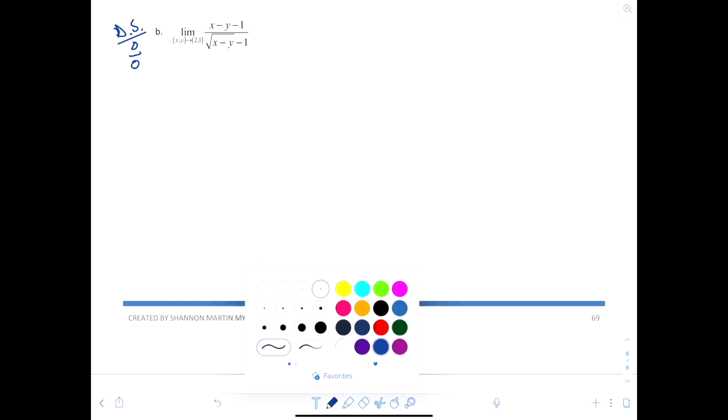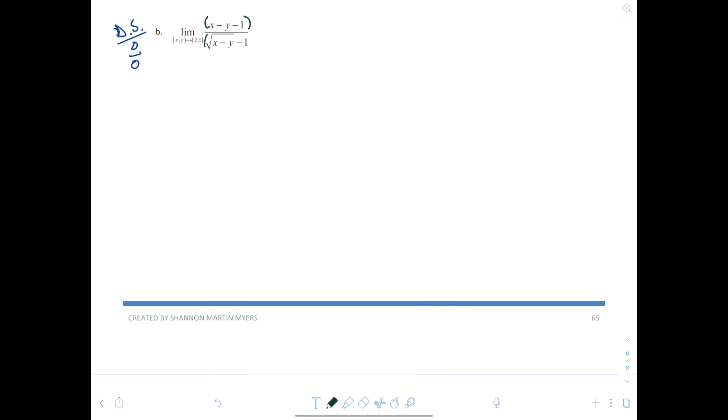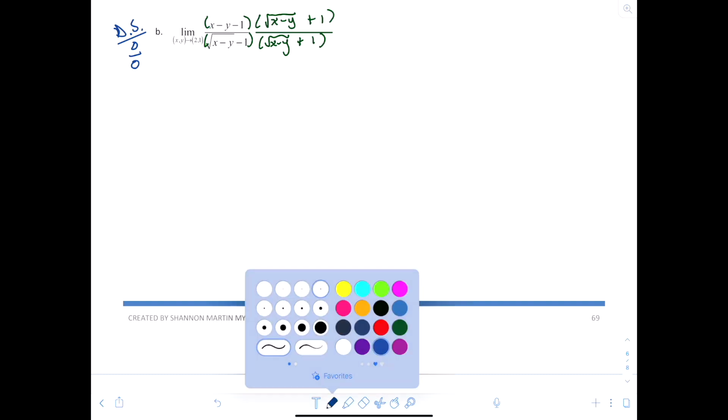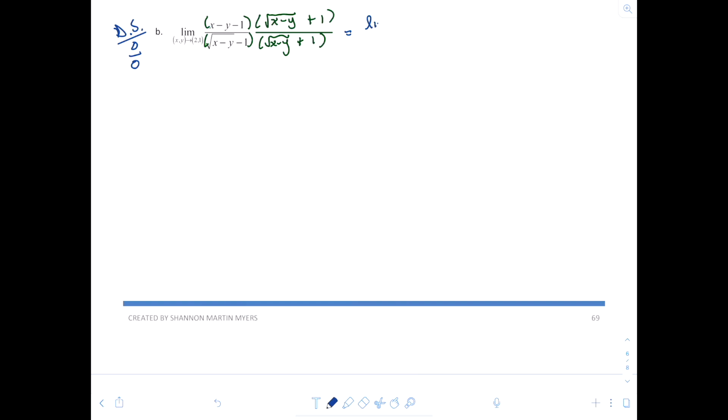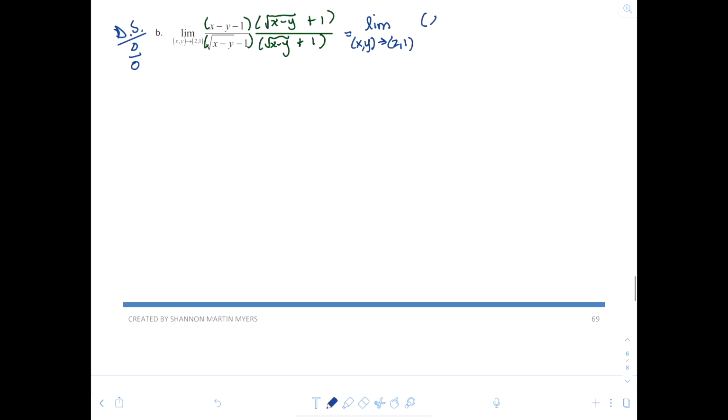Do you remember way back when we often would rationalize the numerator? Let's just try rationalizing the denominator. So if we want to generate a difference of squares situation, we could multiply by root x minus y plus 1 over root x minus y plus 1. And so in the denominator, what'll happen is we will end up with the limit as x and y approach 2, 1 of, keeping the numerator not expanded, we're just going to write those two factors.